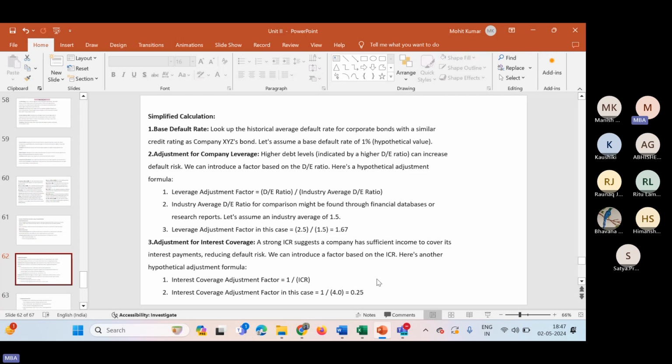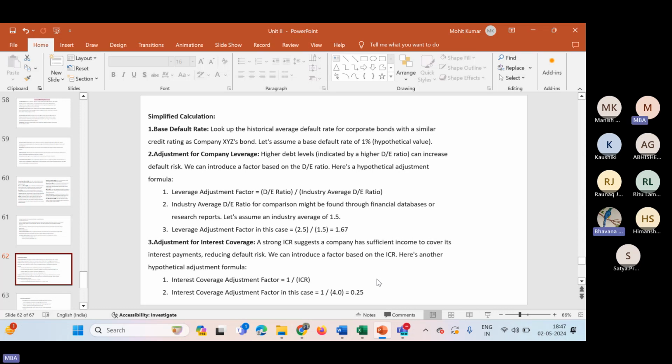First, what is the base default rate? See the historical default rate in corporate bonds with a similar credit rating as company XYZ's bond. And let's assume a base default rate of 1%, which is hypothetical. You may get this data from different databases. They keep publishing the ongoing default rate for a particular industry in the economy.